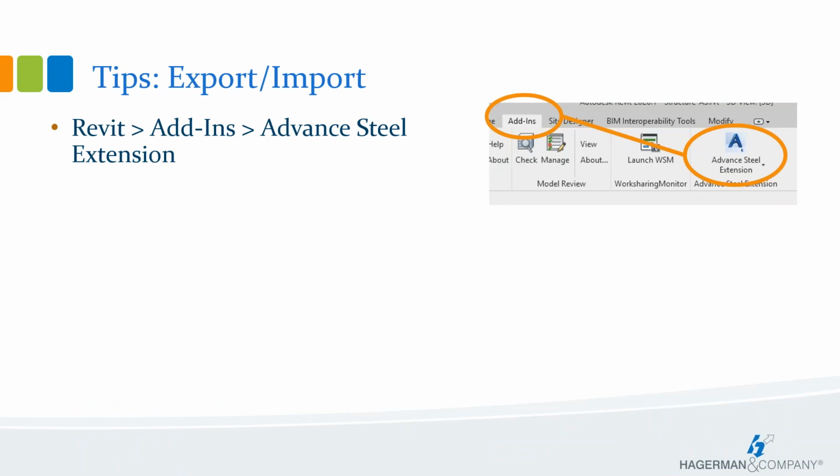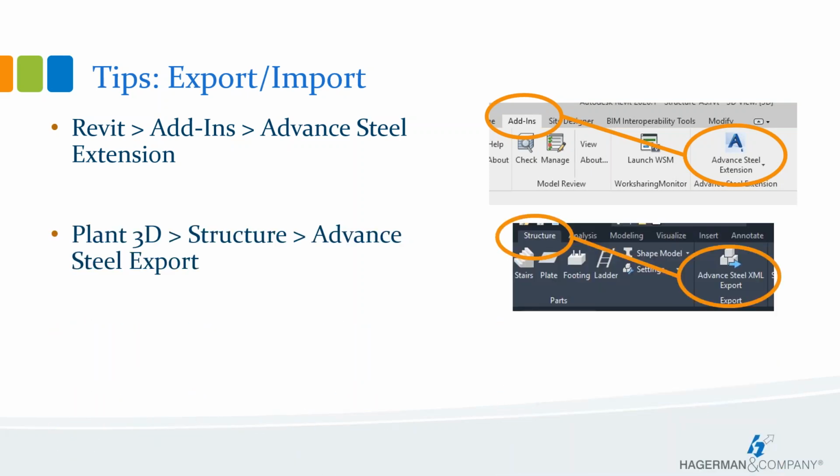In Revit, you'll find it on the Add-ins tab. There'll be an extension for Advanced Steel. Just make sure that the Advanced Steel extension for Revit has been installed. In Plant 3D, you'll find it on the Structure tab, and it should be near the middle of the ribbon somewhere. It's just one big button. There's no extension to install. When you install Plant 3D, that command is part of the install.